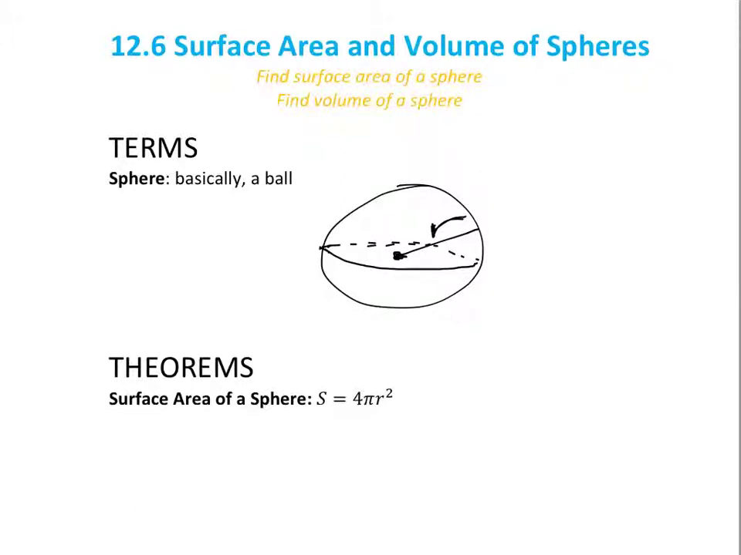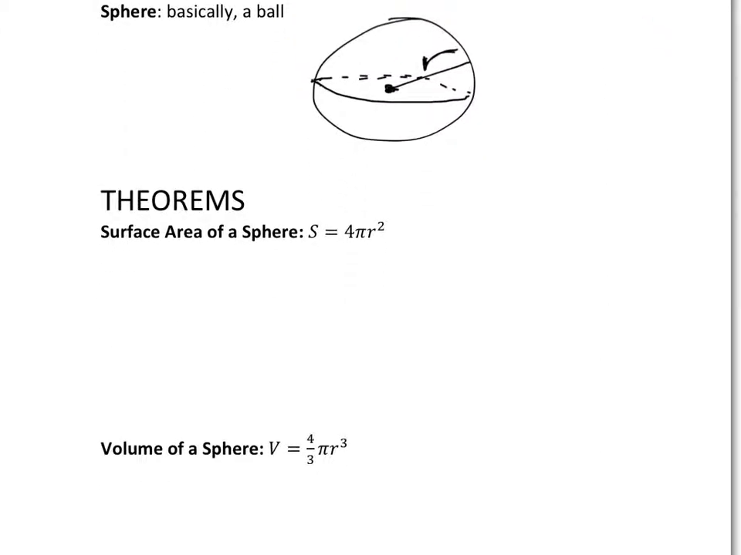Okay, so to find the surface area of a sphere, you're going to use the formula 4 pi r squared. R is the radius, right? S is obviously surface area. And the volume is 4 thirds pi r cubed. R, once again, the radius.